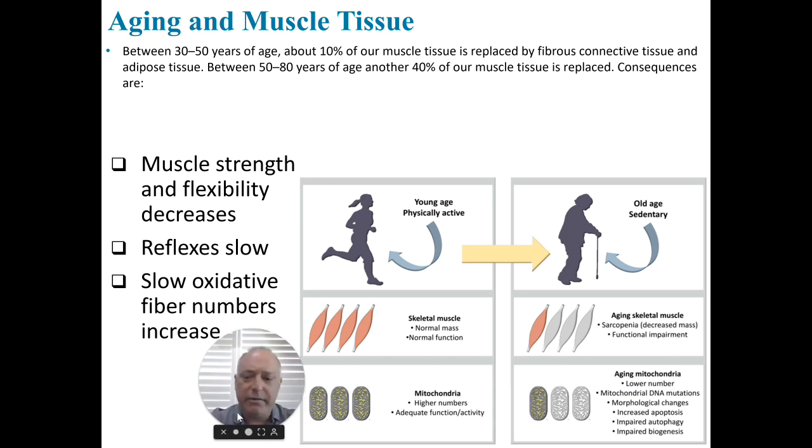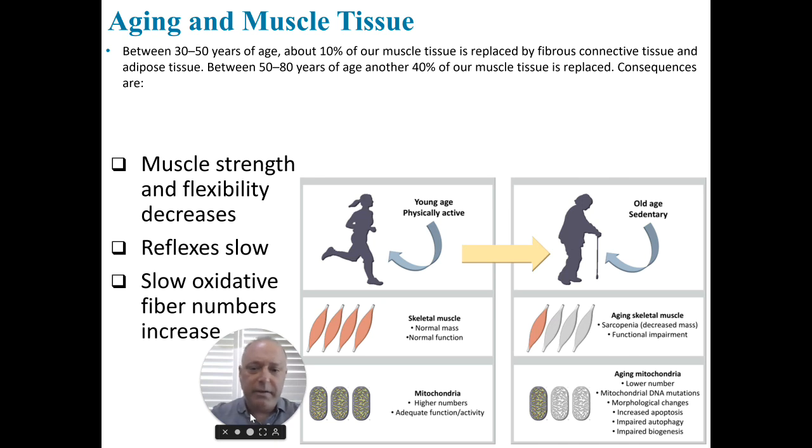Aging is interesting with muscle. So the muscle strength and flexibility with age simply decreases. Reflexes slow, the number of slow oxidative fibers will increase with age. And so your fast twitch fibers will actually decrease.